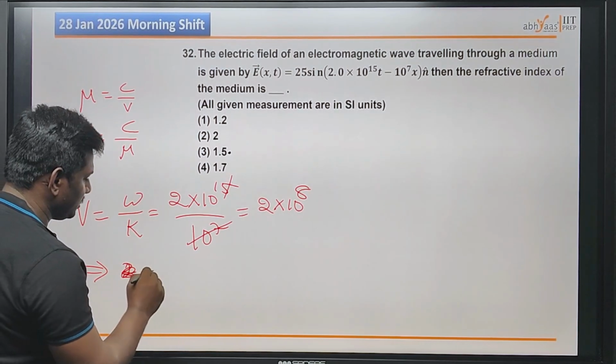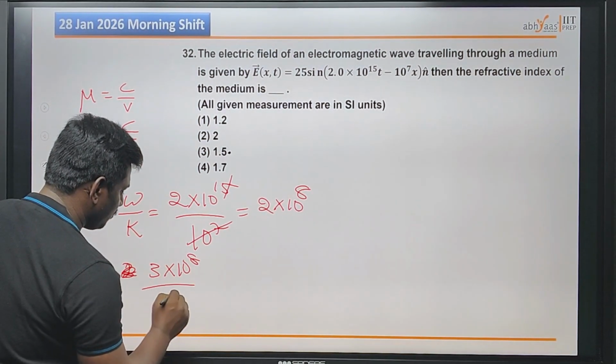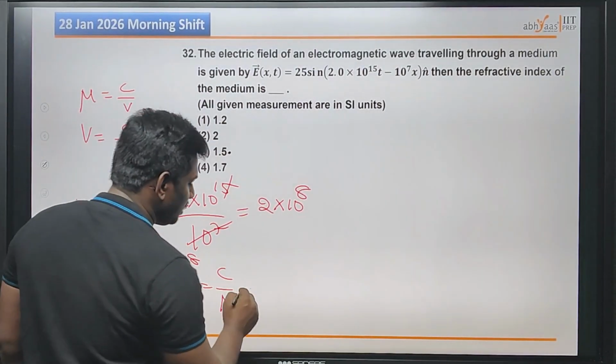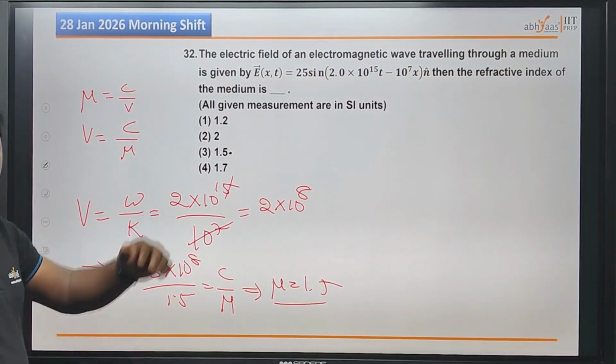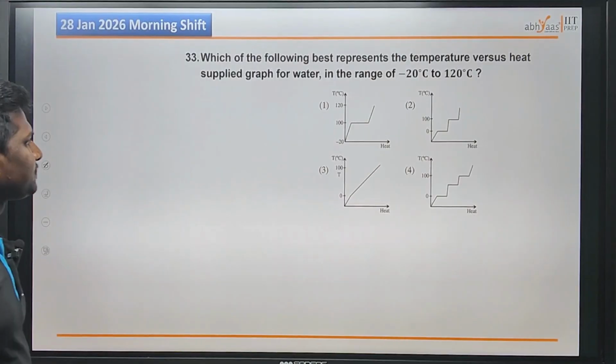See here, 3 into 10 to the power 8 by 1.5 must be equal to C by mu. So what is the value of mu? Mu can be written as 1.5. Option 3 is your answer.